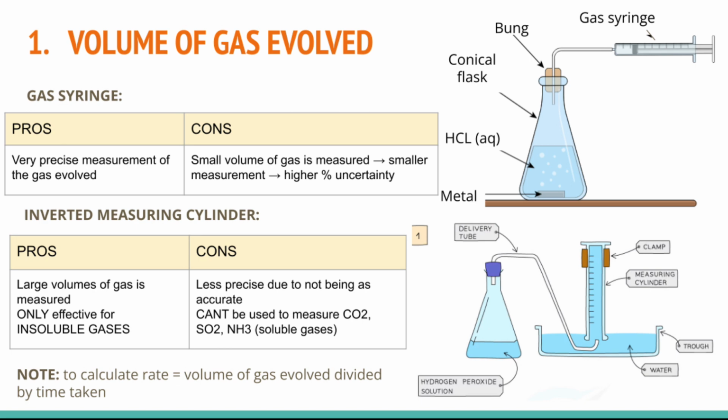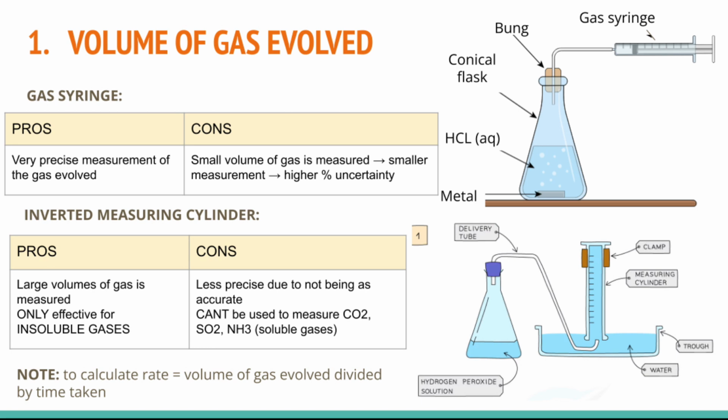So let's discuss the gas syringe one first and why it is more efficient. We use a gas syringe in this first image, as you can see, to obtain very precise measurements of the gas evolved. However, the disadvantage of this is that only a small volume of gas is measured, meaning a smaller measurement is obtained, and this could possibly lead to a higher percentage uncertainty.